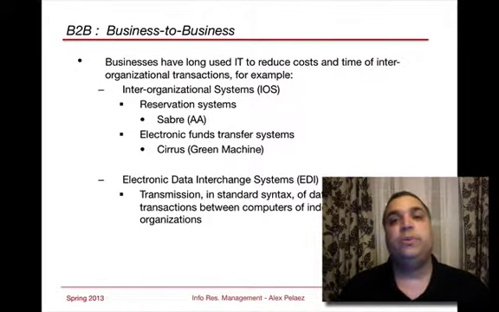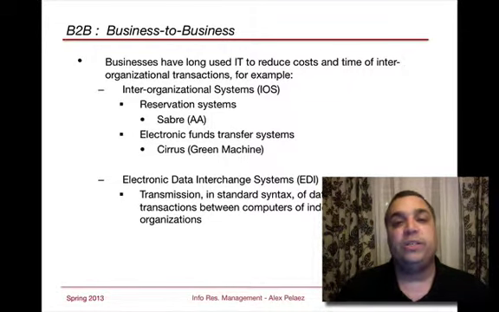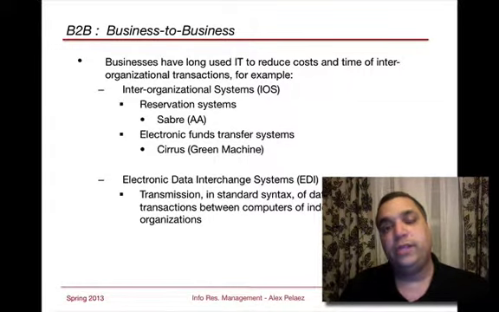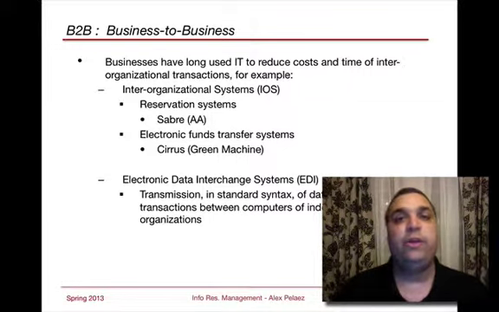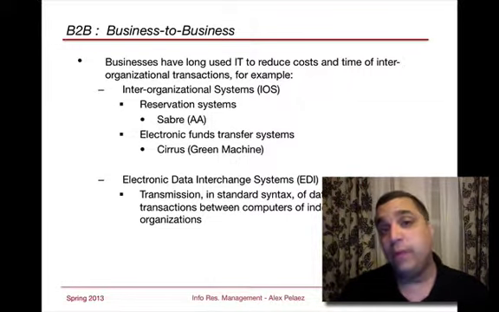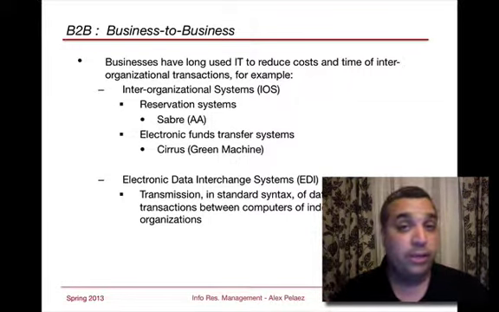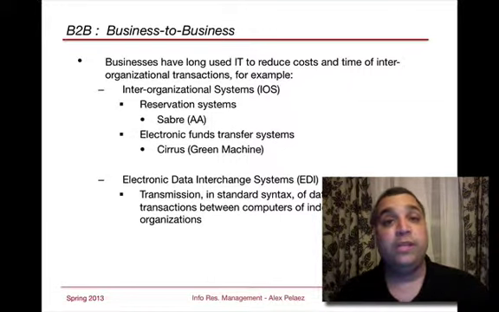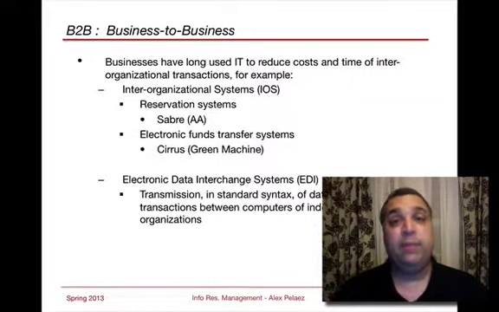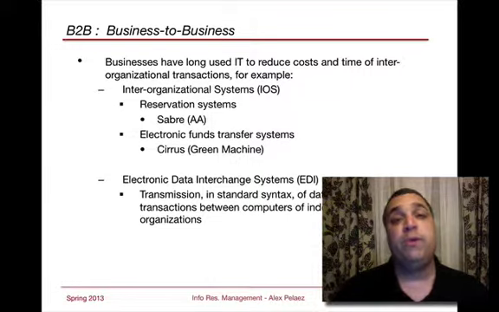Businesses have long used IT to reduce costs and time of inter-organizational transactions, such as reservation systems and electronic funds transfer. The idea is that all of these transactions can be done automatically without human intervention unless there is a problem. Health insurance companies try and do this all the time. When a hospital or a provider sends a claim, they will try and process and adjudicate the claim as quickly as possible. It will go into their rules-based engine, automatically parse it out and determine whether or not the member has a certain benefit schedule.